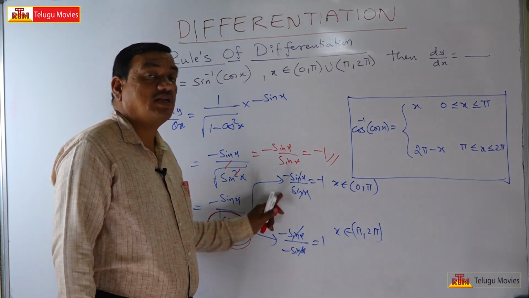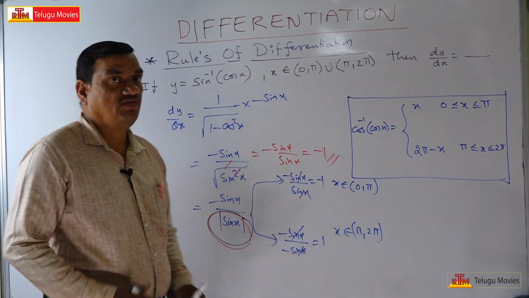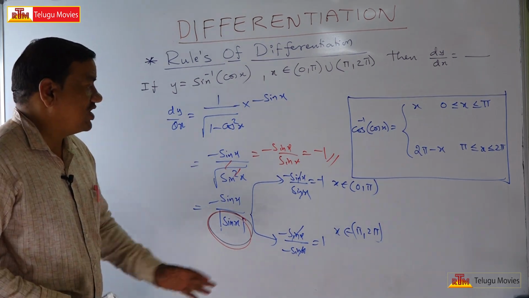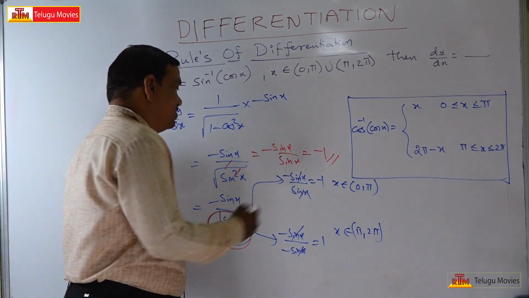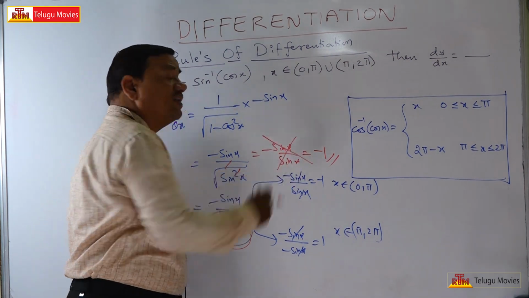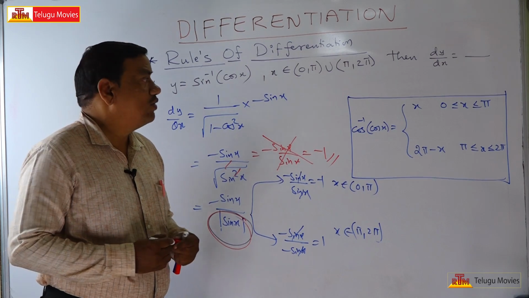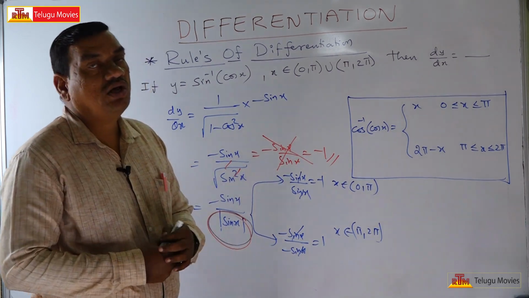Therefore, there are two answers. It is a branch-wise function, so the derivative will come branch-wise. I hope that you understand this problem. So this way is wrong, you will get only one answer, the other answer you won't get. I hope that you understand this solution.